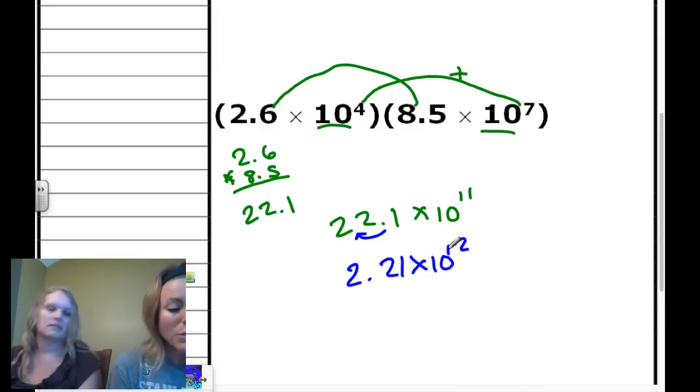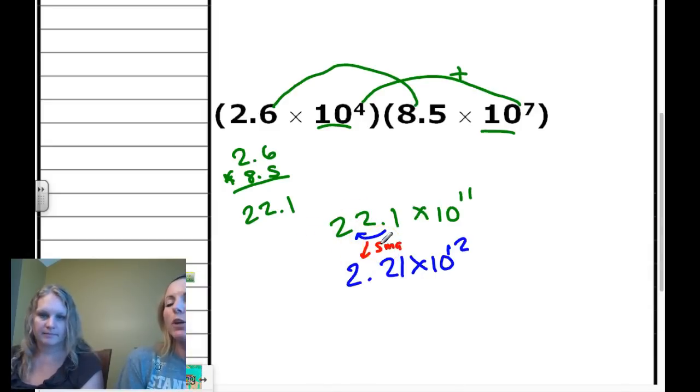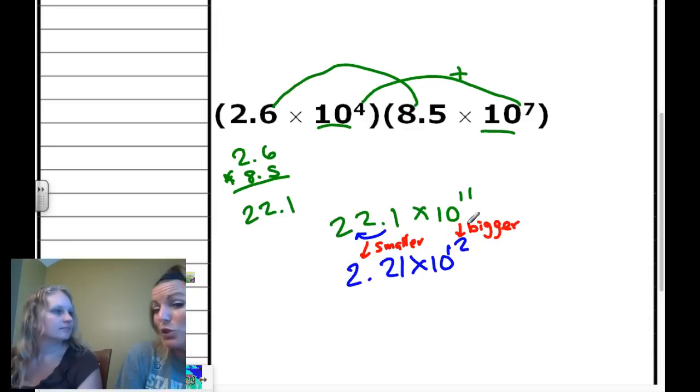This is a rule you want to remember. Whenever your number gets smaller, so we went from 22.1 down to 2.21, your exponent will go up. They go opposite. In this case, it's going up by 1 because we only moved it once. If you had to move it twice, it would go up by 2. So when the number gets smaller, the exponent gets bigger.